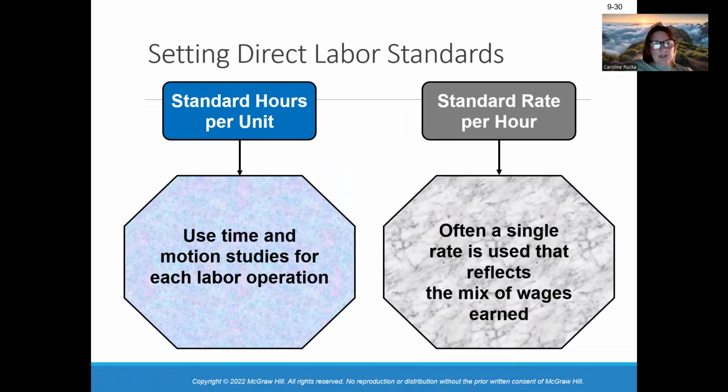Then our direct labor standards. The standard hours per unit, usually get this from time and motion studies for each labor operation. And then standard rate per hour. This is a single rate that's used to reflect a mix of wages. If you ever want an example of this, you could go to like the GSA website. Here they give you different wage rates for different job categories. And keep in mind that that wage rate represents the high and low, median, the average for that job description.